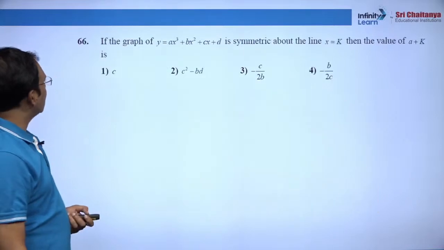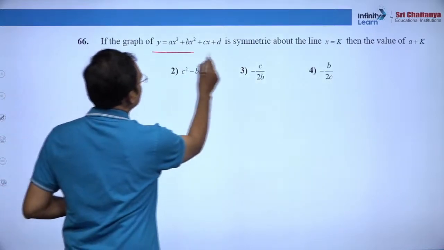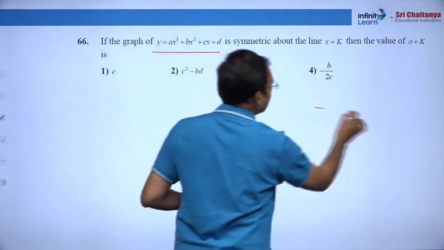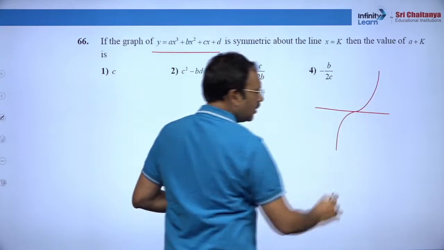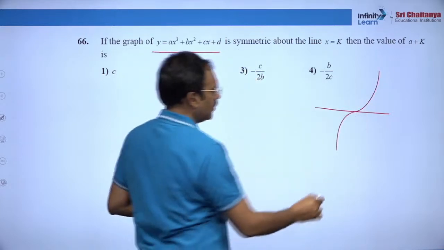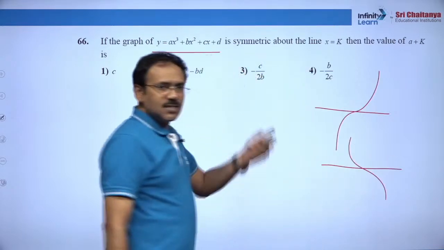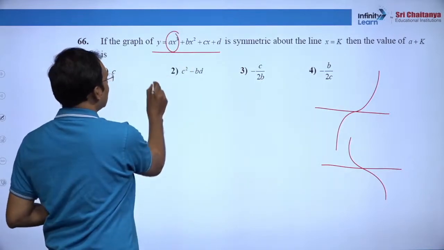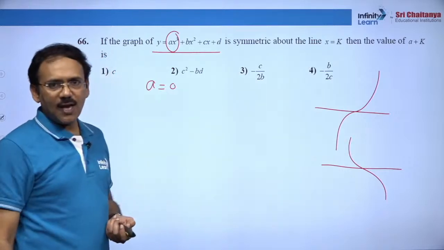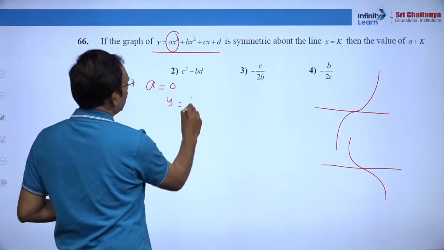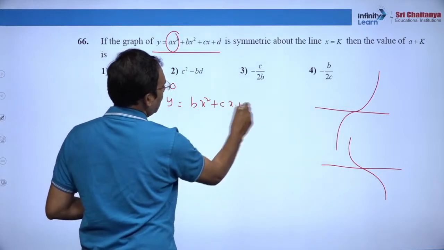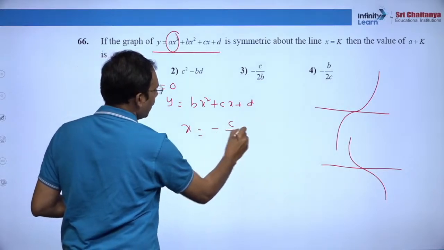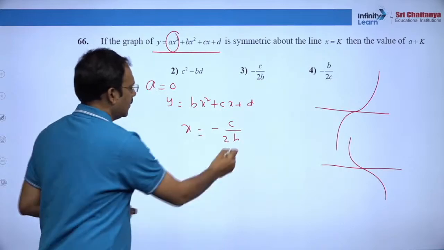Okay. Next, the graph of this cubic expression being symmetric about x is equal to k is impossible, friends, because if a is positive, as x tends to infinity, it goes to infinity, as x tends to minus infinity, it goes to minus infinity. If a is negative, it will be like this. Symmetric about a vertical line is impossible if it is cubic. So he said symmetric in the sense the x cube term must be absent. So a is equal to 0. Now y is going to be bx square plus cx plus d. You know a quadratic expression is symmetric about the line x is equal to minus b by 2a, right? This is the thing.